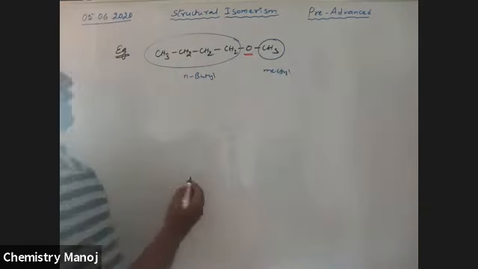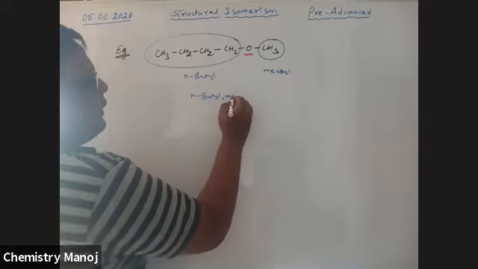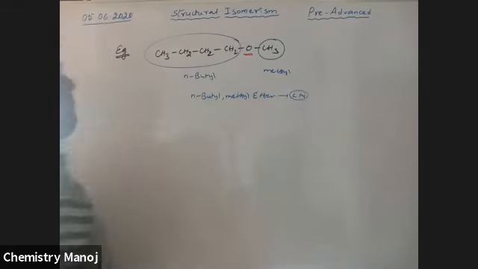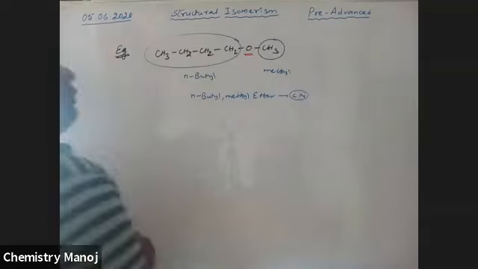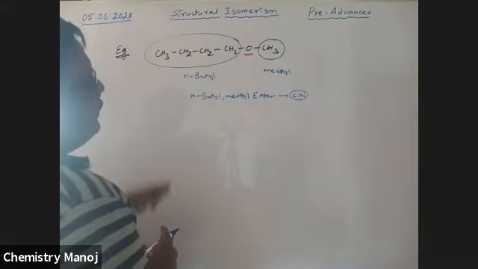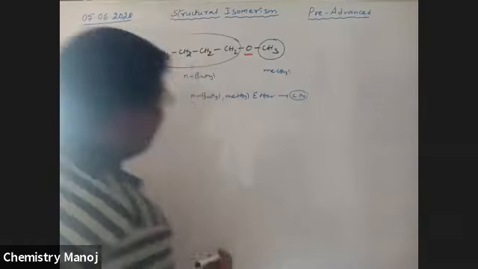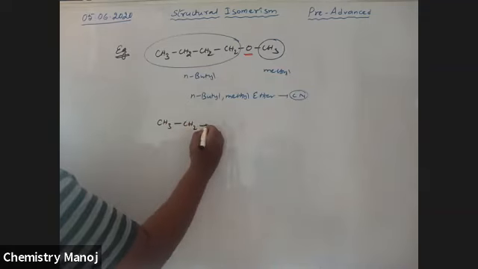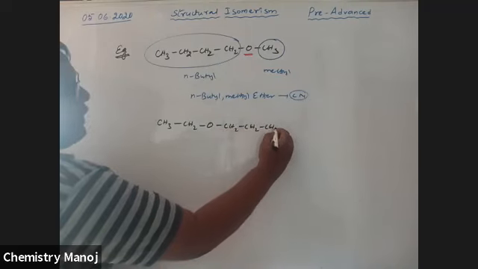Therefore, the name of this compound is n-butyl methyl ether. My dear boys, it is the common name. n-Butyl methyl ether is the common name. Okay, now I am writing the structure here like this: CH3CH2OCH2CH2CH3.